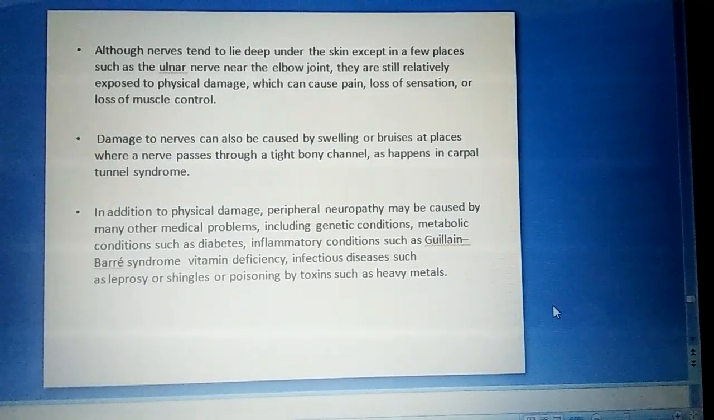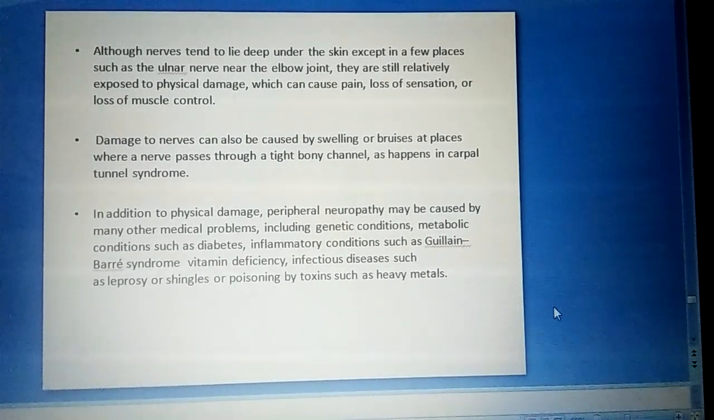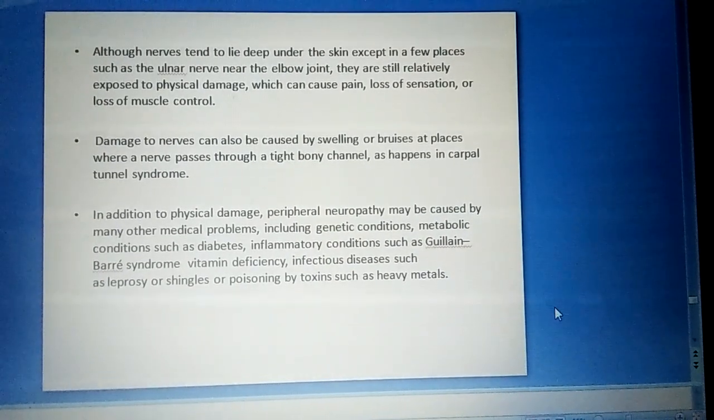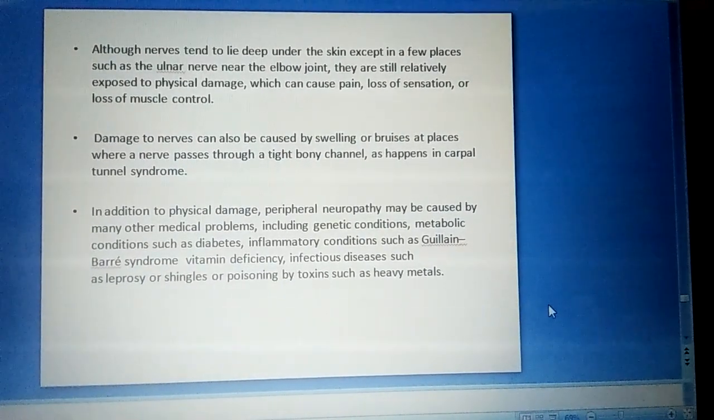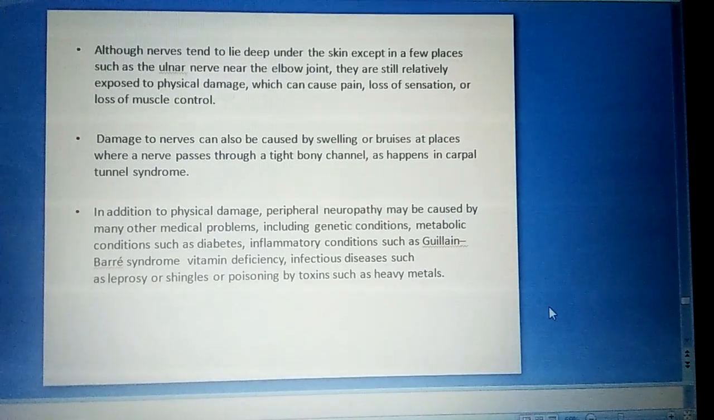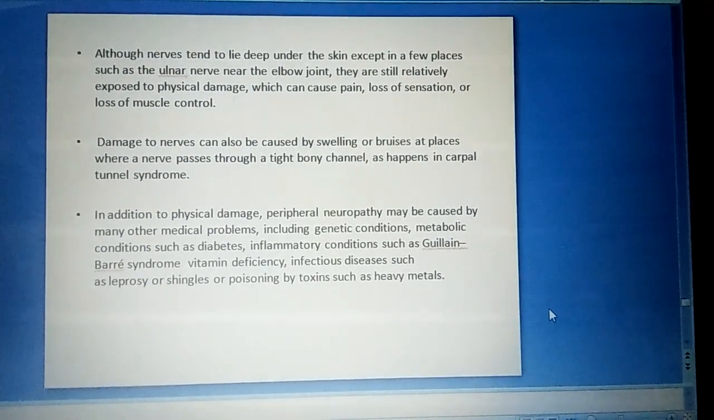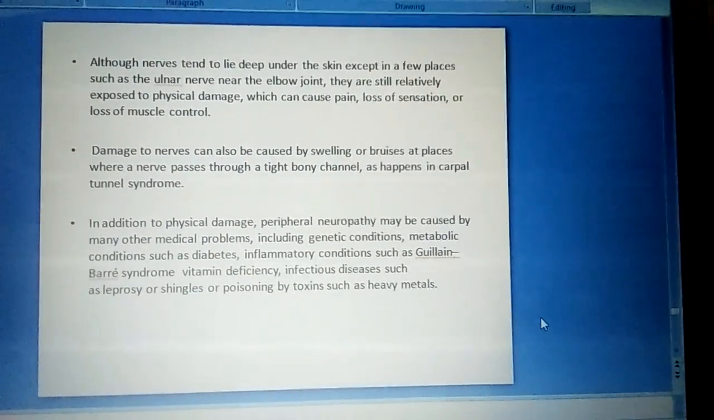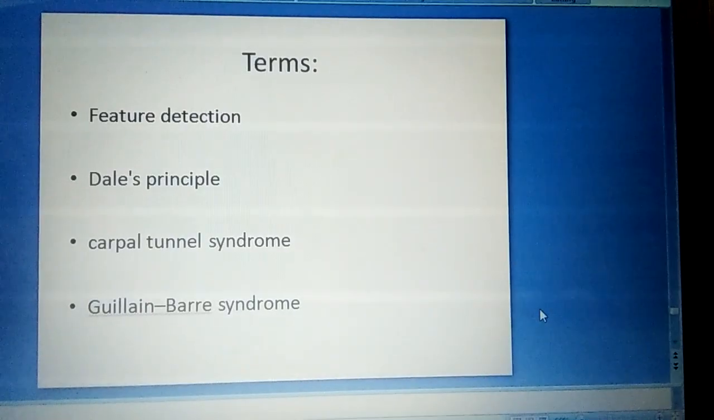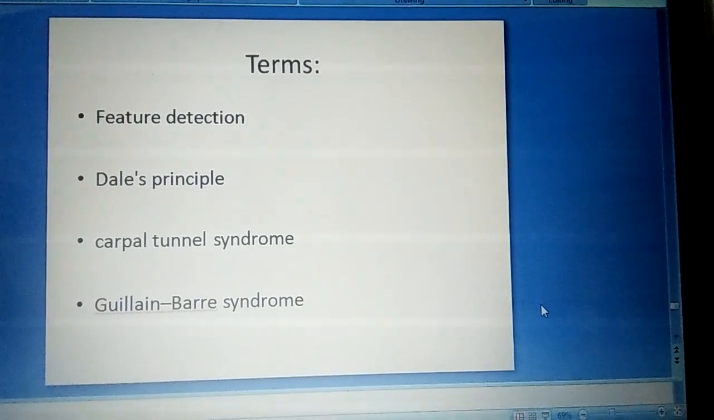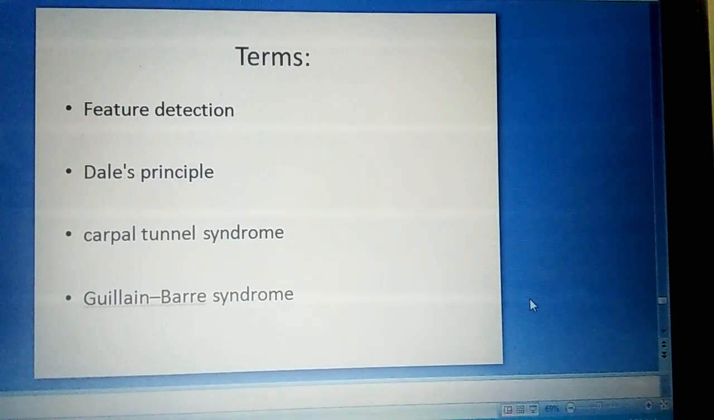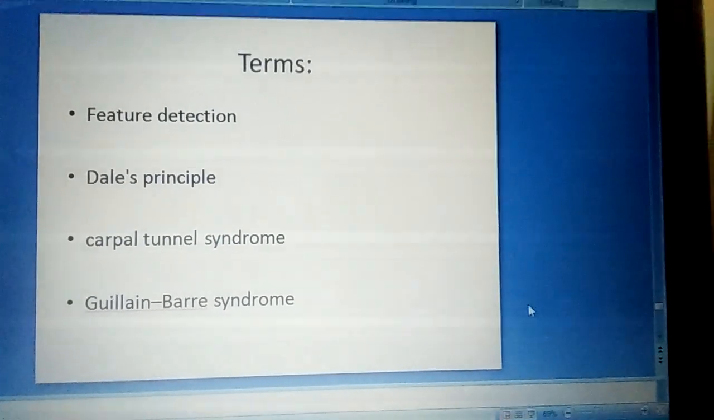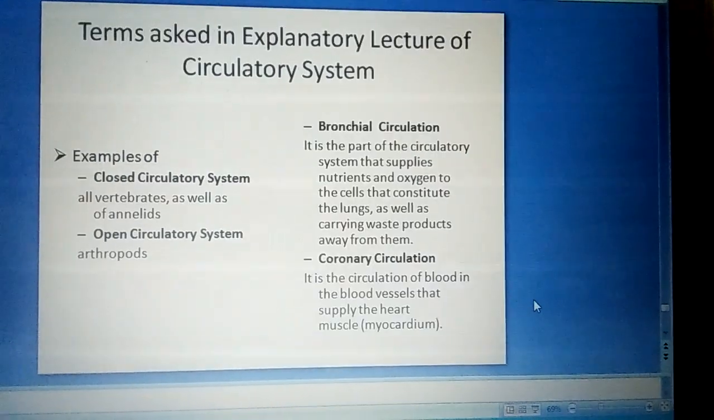In addition to physical damage, peripheral neuropathy may be caused by many other medical problems, or poisoning by toxins, vitamin deficiencies, genetic conditions, etc. Feature detection, Dale's principle, carpal tunnel syndrome, and Guillain-Barré syndrome are the terms described by the students.